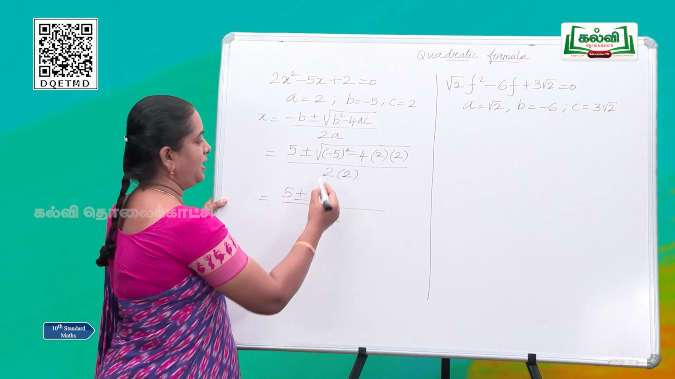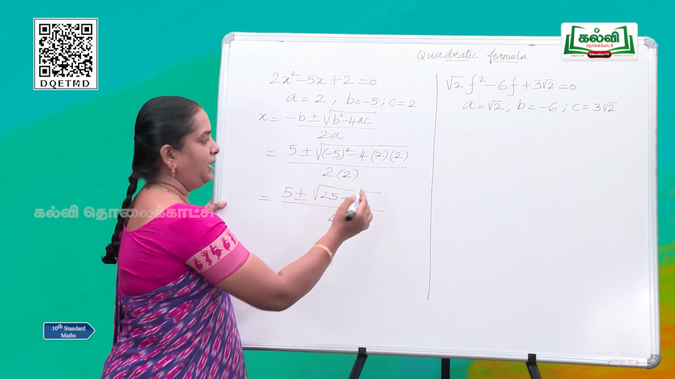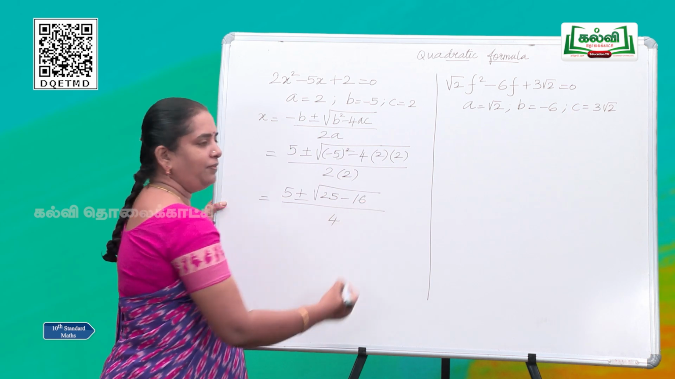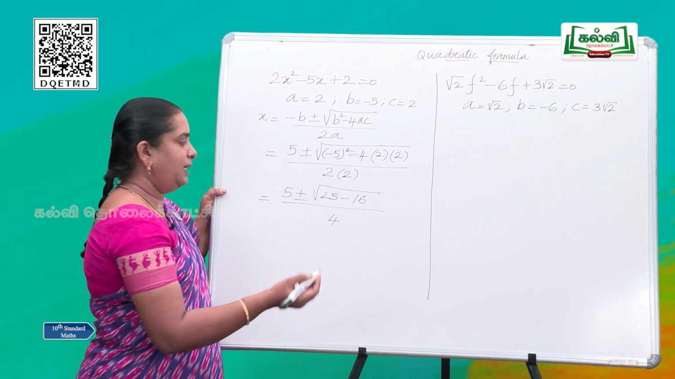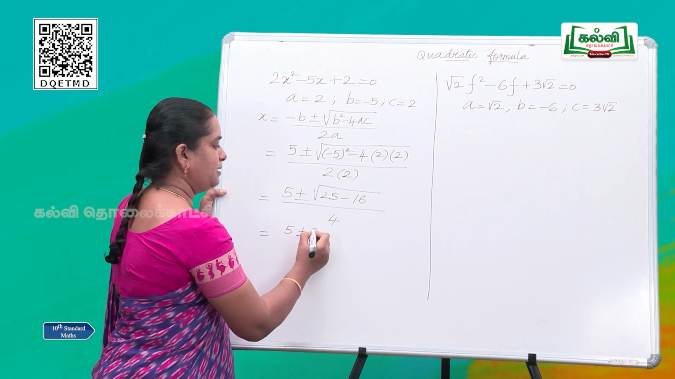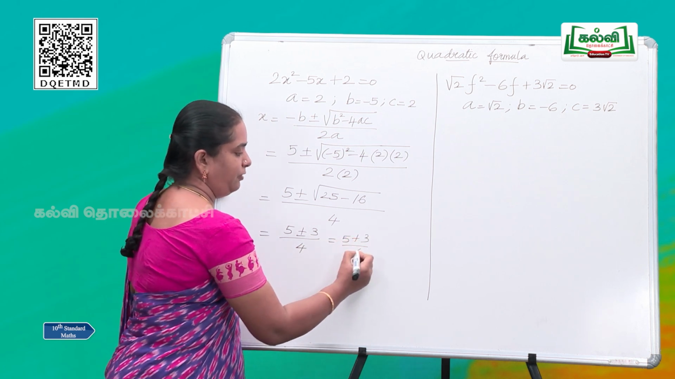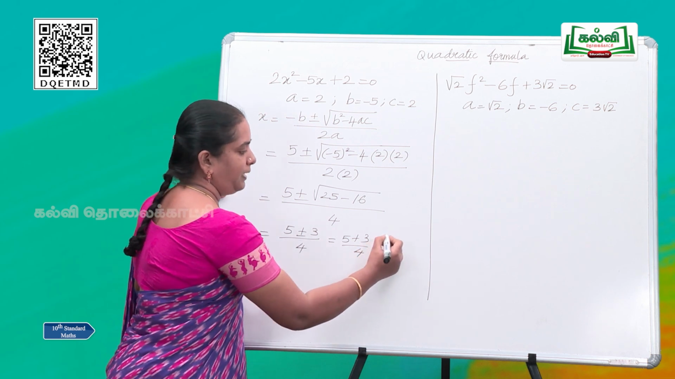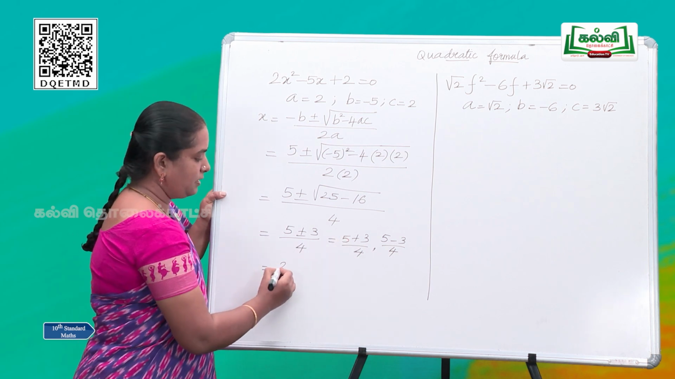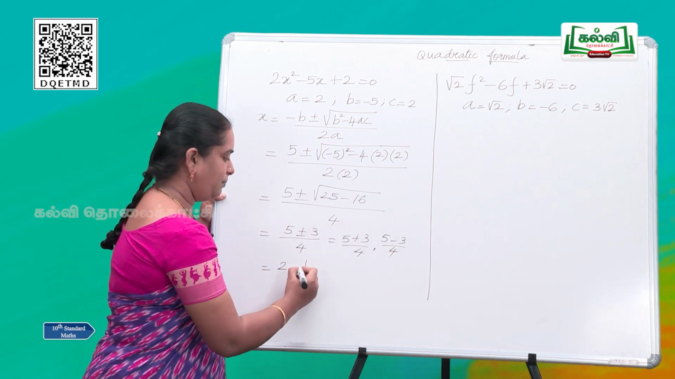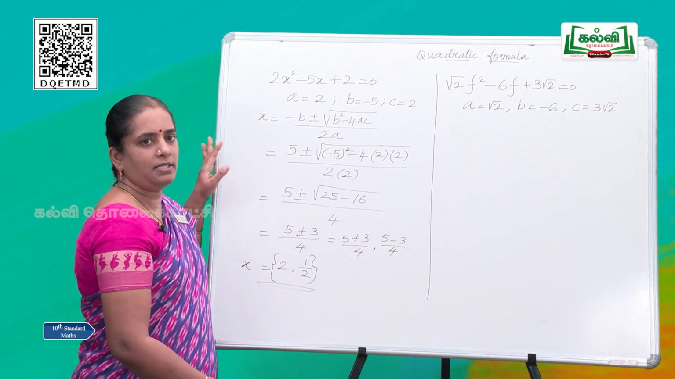So, you have to simplify this as square root of minus 5 the whole square is 25 minus 4 4s are 16. 25 minus 16 is 9. Root of 9 is 3. So, 5 plus or minus 3 by 4. So, we can make it as 5 plus 3 by 4 and 5 minus 3 by 4. So, we have two solutions, 8 by 4 which is 2, and 2 by 4 which is 1 by 2. So, these are the solutions of x in this equation.